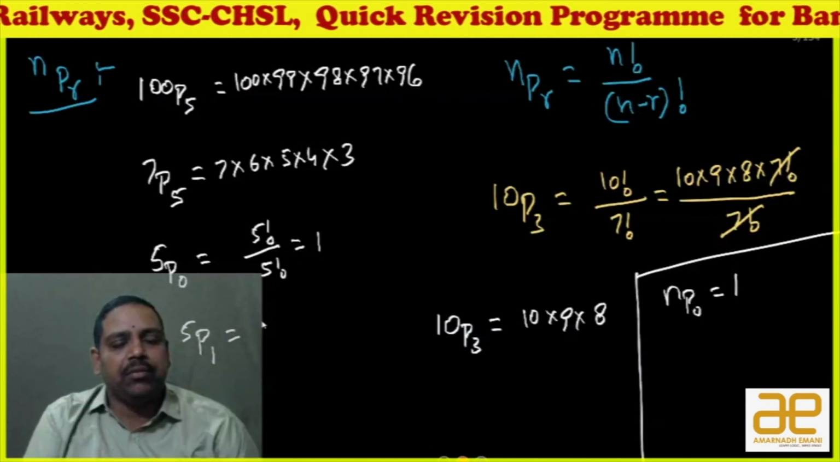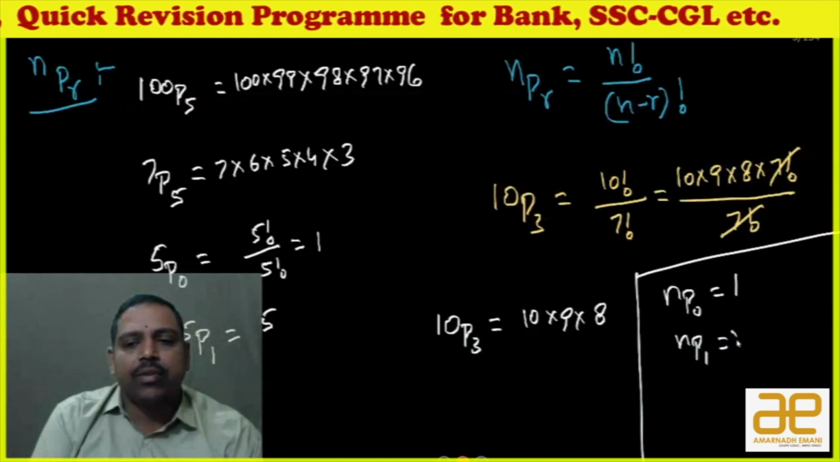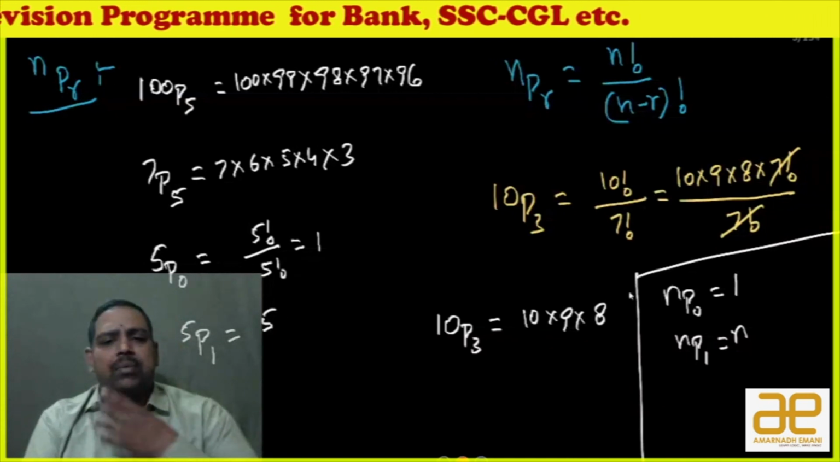Okay, next one. 5P1. So 5 into, how many times do you have to write? Only one time, right? 5. So nP1 is equal to n, right? 5P1 is 5. nP1 is n.